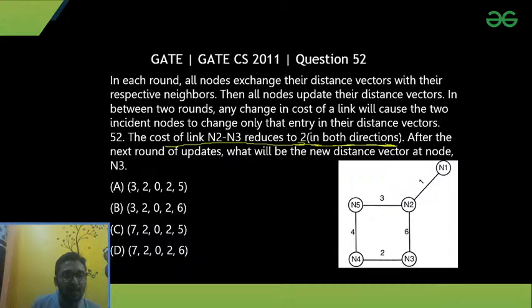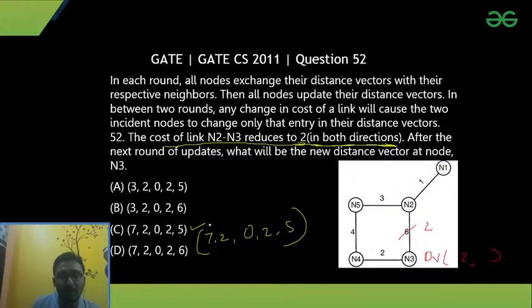So what they are actually asking in the question is, they are telling us that this distance is being reduced to 2. Initially it was 6 and now it is reduced to 2. So they are asking now what will be the new distance vector at n3? So what was the initial distance vector at n3? The initial distance vector that was given to us at n3 was 7, 2, 0, 2, 5.